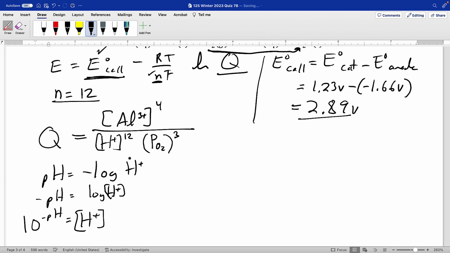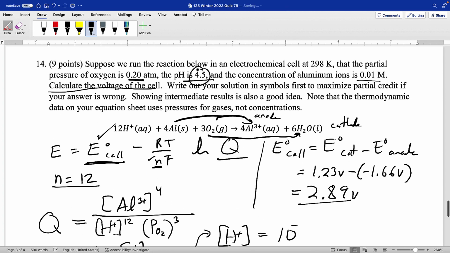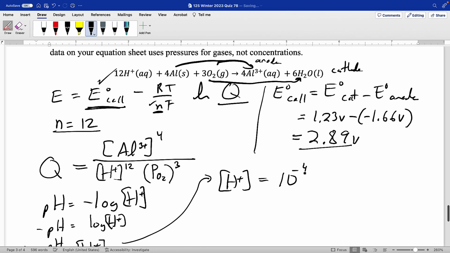These should be concentrations here. If we plug that in, hydrogen ion is going to be 10 to the negative, and the pH given in the problem was 4.5. A lot of redox reactions have acid as a reactant or product, so they're very highly pH dependent. Okay, we have that number, so now we can write our Q.